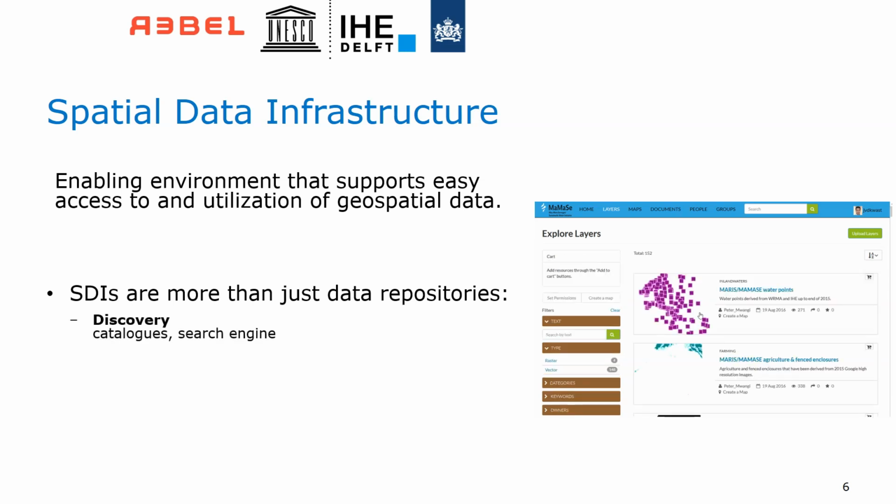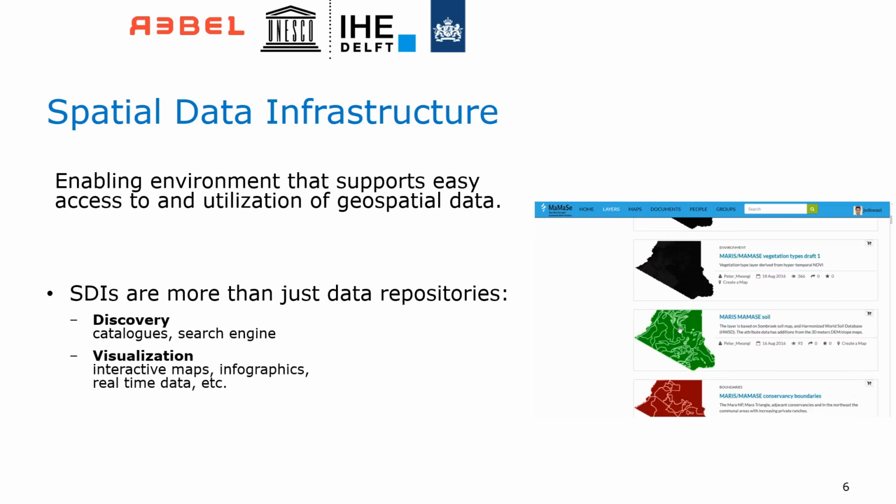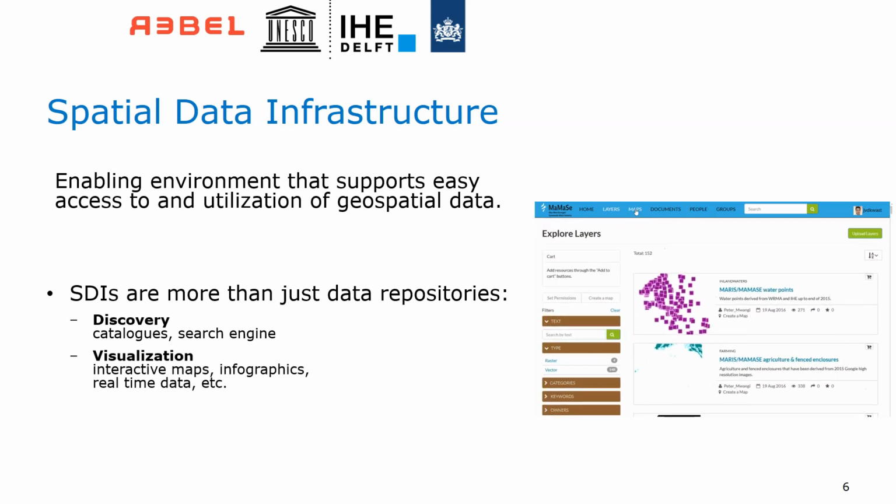First of all, it is a place to discover data. It has a catalog with a search engine where you can ask questions of what you're looking for and where you're looking for. For example, rivers in Ghana. The SDI will then return the result of that search. After searching, we want to also visualize the result using interactive maps, infographics or real-time data. That should also be possible with an SDI.